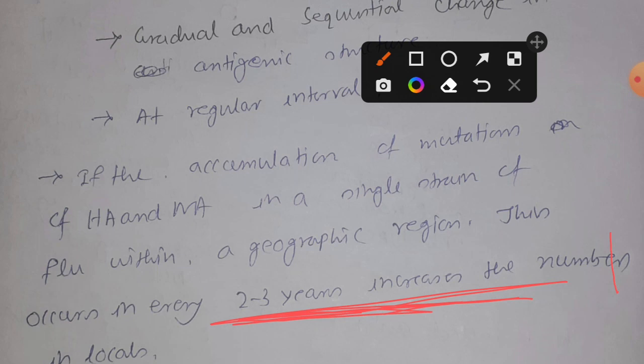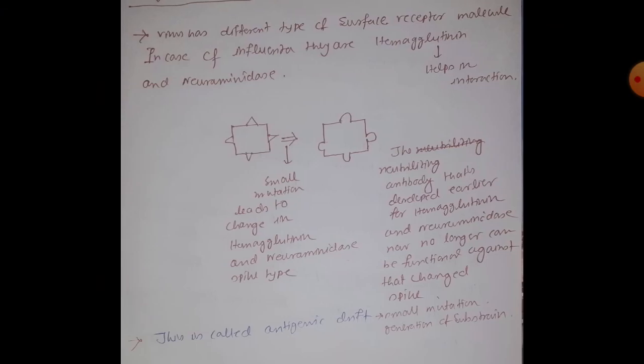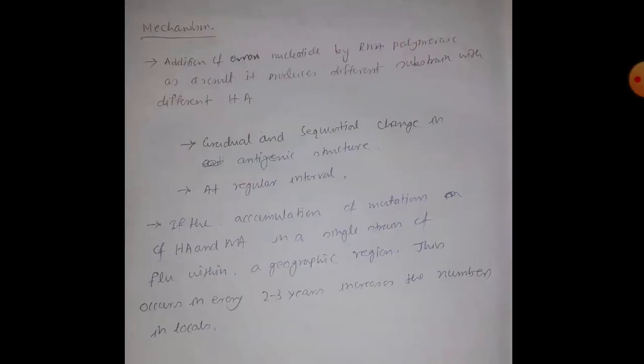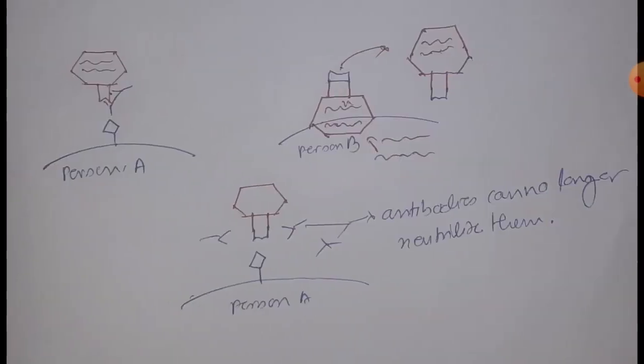Okay, so that is for today. We have discussed antigenic drift. I will come back with another video where we are going to discuss antigenic shift, which is a more dangerous situation than antigenic drift, because there will be generation of a new virus, and antigenic shift will ensure a pandemic.